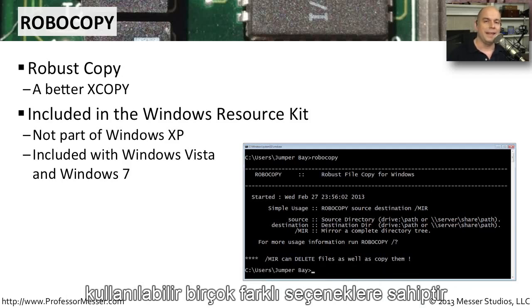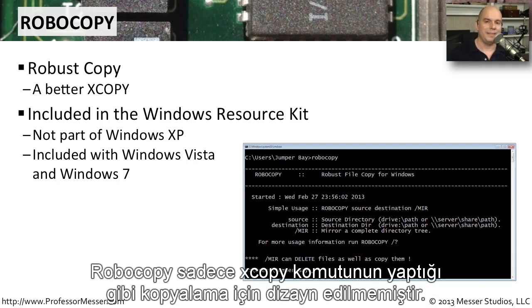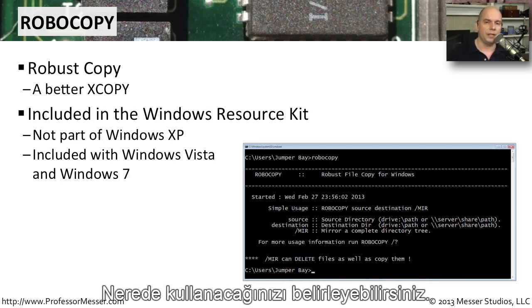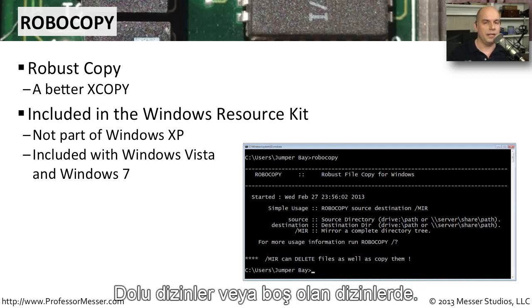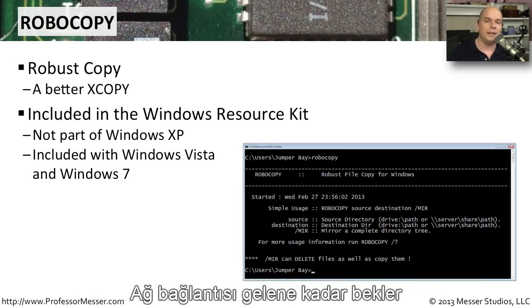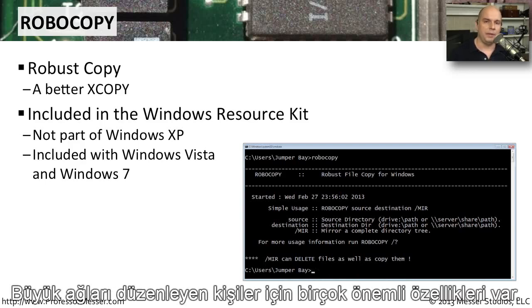And it is a program that has a lot of different options available, especially if you're someone who's copying across the network. ROBOCOPY is designed not only to do the same things that Copy and XCOPY can do, but it has a lot more flexibility with the type of files that it's transferring. You can determine whether you would like to use full directories or directories that are empty. You can also tell the ROBOCOPY command that if it loses network connectivity anywhere within the copy, wait until the network comes back and then continue the copy again. Some great capabilities for someone who's managing very, very large networks.